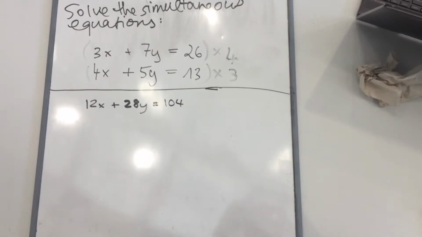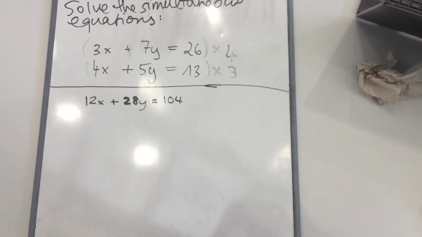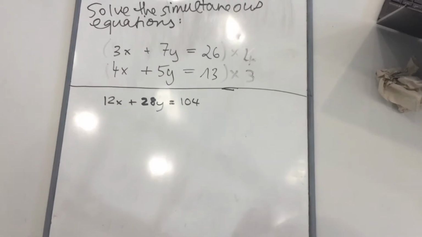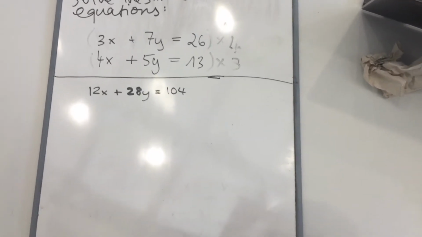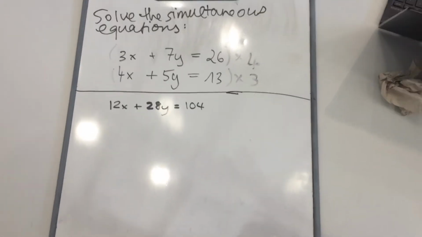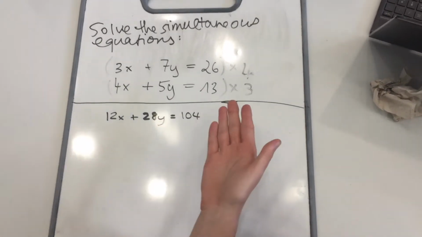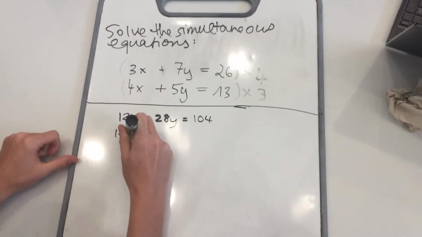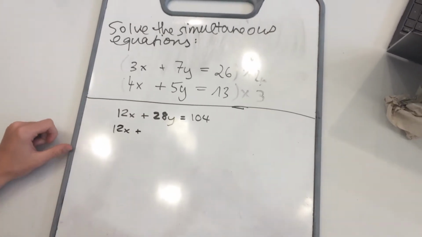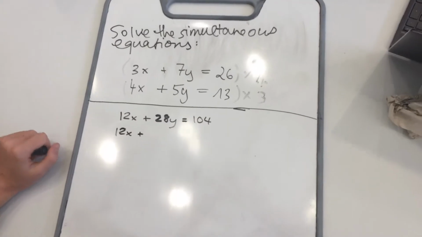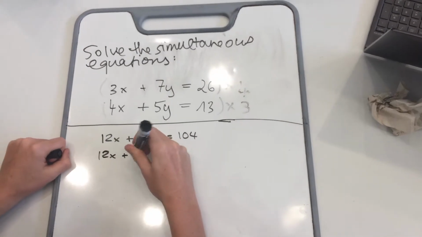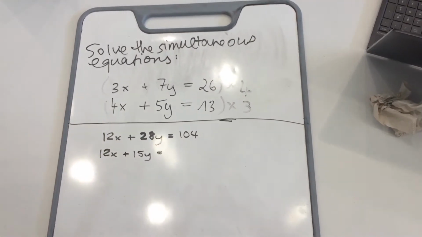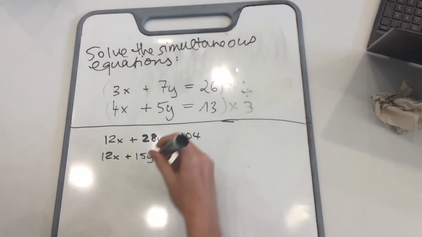Then, for the second equation, part of the simultaneous equation, we must do the exact same thing. But instead of multiplying everything by 4, we must multiply everything by 3, as my lovely assistant has done here. So, 4x will turn into 12x, and then we will add 5 times 3. So that's going to turn into 15y. And that's going to equal 13 times 3, which is 39.